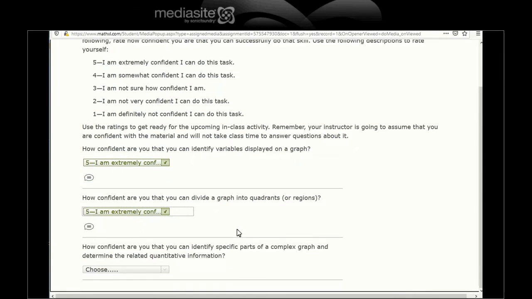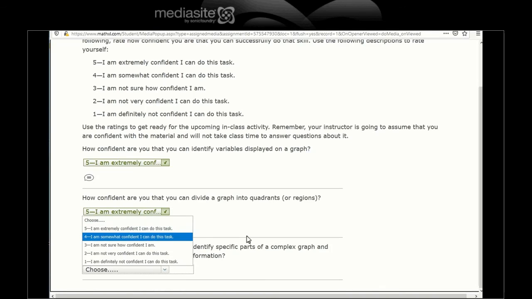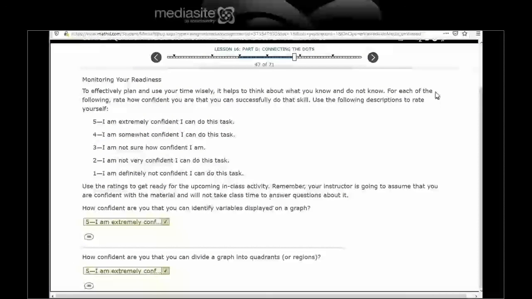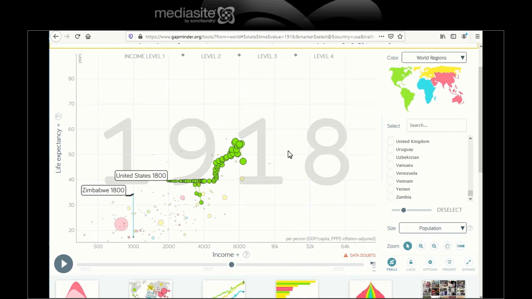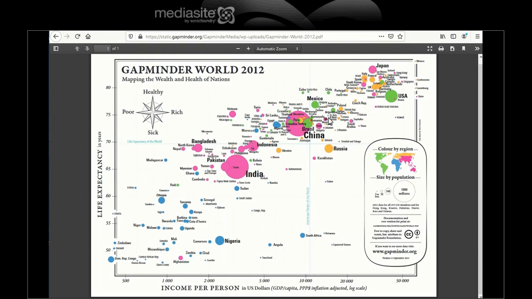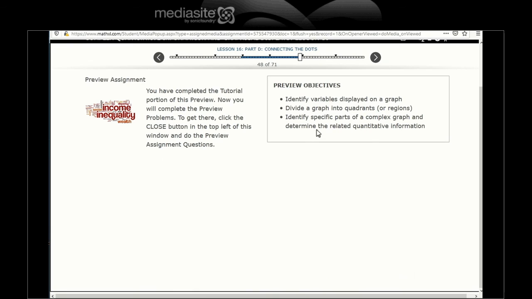In the quadrants, sure. And parts of a complex graph determine relative quantitative information. Definitely. So let's see. Identify variables displayed on the graph, we did. Divide a graph into quadrants, we did. It was divided into 1, 2, 3, 4 quadrants. Quadrant means 4. And we did all that.